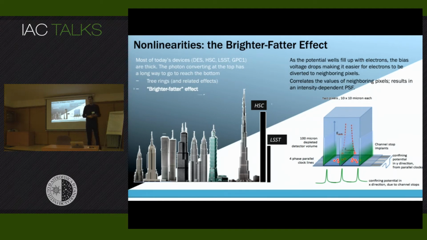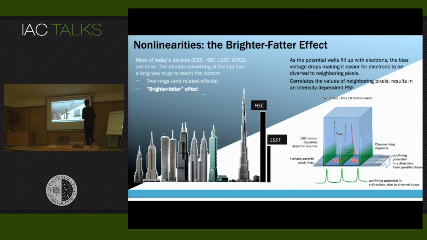And it turns out that we see that the brighter the pixel is, the more you see that the photons are leaking out of it. And that's what's being called, for that reason, the brighter-fatter effect. So the brighter the star is on the image, the fatter it's going to look. This is also at a level of 1% or 2%, depending on the detector. And this is also a thing that wasn't understood until recently.